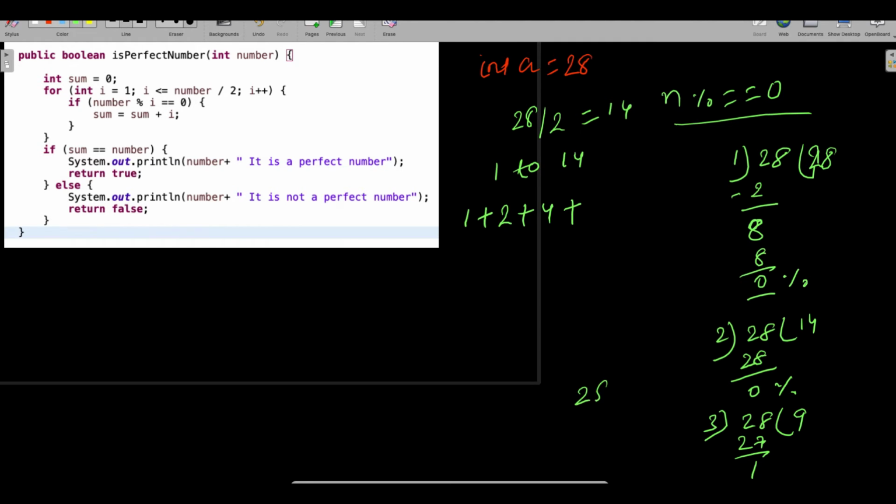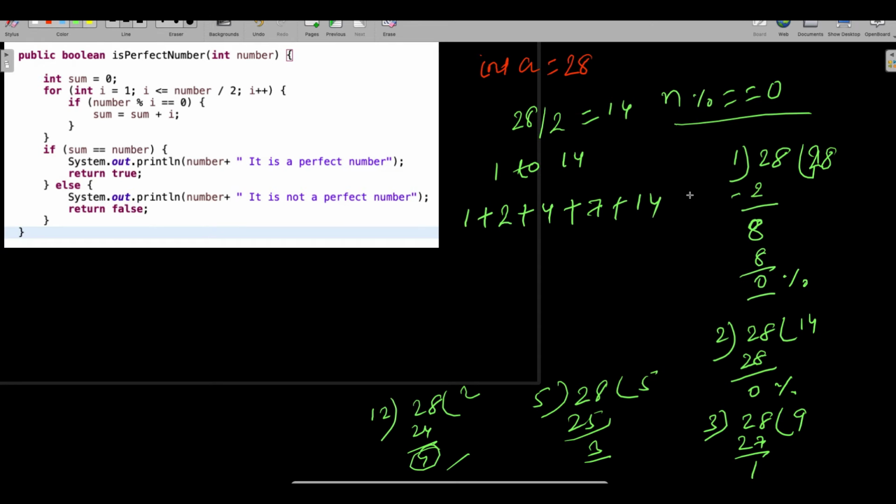When you divide 28 by 5, the maximum is 5 times 5, 25, with 3 left, which is not 0. So 5 is out. 6 is also not. Divide by 7: yes, 7 times 4 is 28, so add 7. 8 no, 9 no, 10 no, 11 no. 12 you cannot divide completely: 28 minus 24 leaves a remainder of 4, so 12 is ruled out. 13 no. 14 yes, 14 times 2 is 28, so add 14.